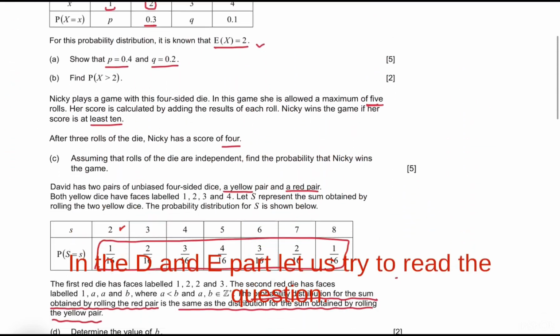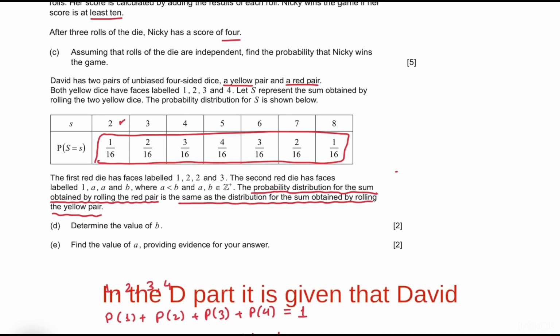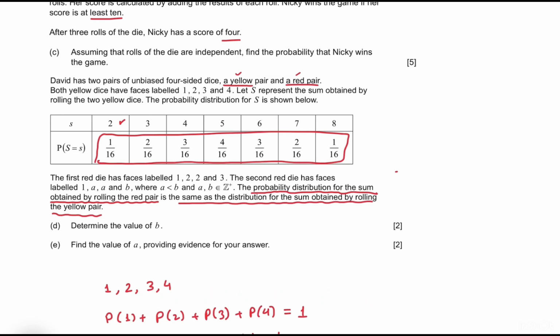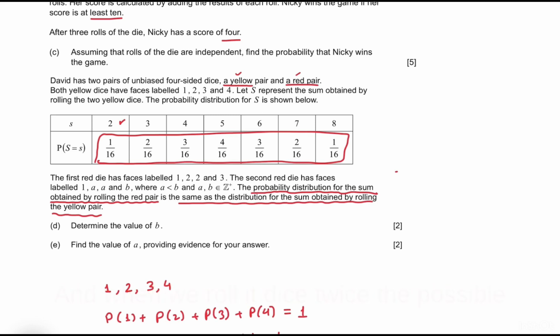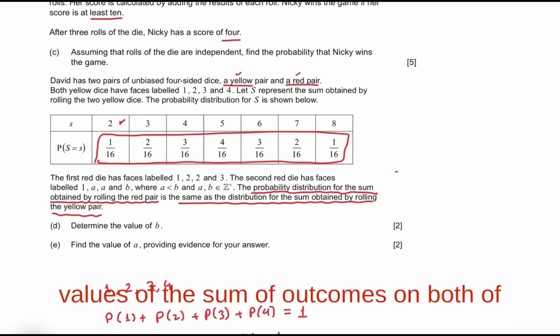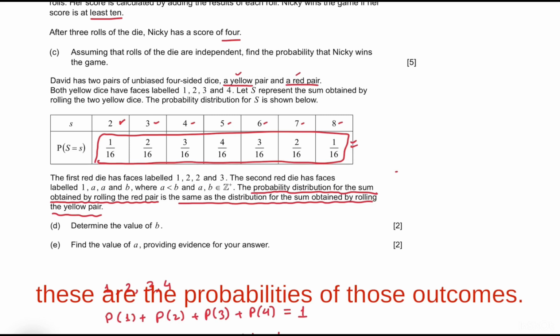In the D and E part, let us try to read the question. In the D part, it is given that David has 2 pairs of unbiased 4-sided dice, a yellow pair and a red pair. In the yellow dice, the outcomes are 1, 2, 3, and 4. When you roll a dice twice, the possible values of the sum of outcomes on both of the dice can be 2, 3, 4, 5, 6, 7, and 8. And these are the probabilities of those outcomes.